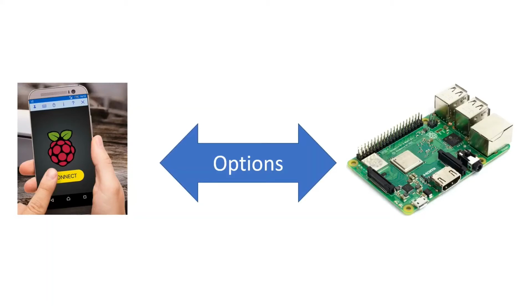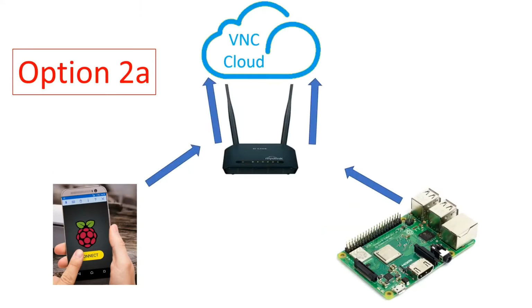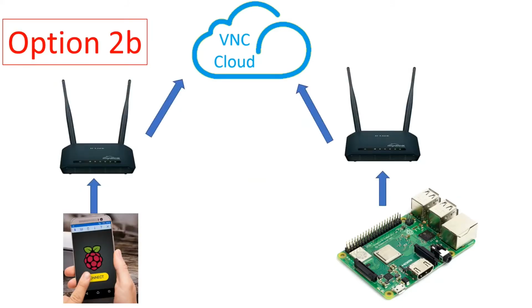In this video, we look into the options by which we can communicate between a Raspberry Pi and a cell phone. Option 1 is to use the same Wi-Fi, which is what you do when you connect all devices to your home router. Option 2 is when you don't have admin privileges or control over the router, or both devices are connected to different networks or different Wi-Fi.